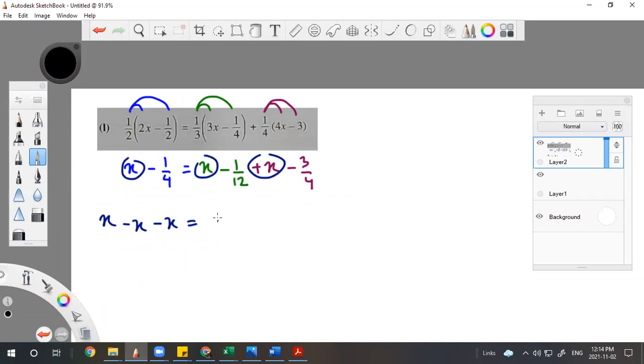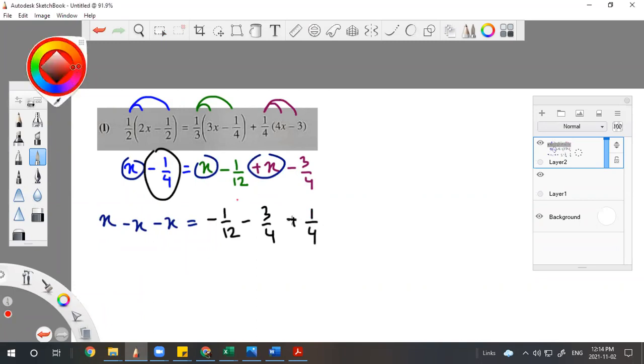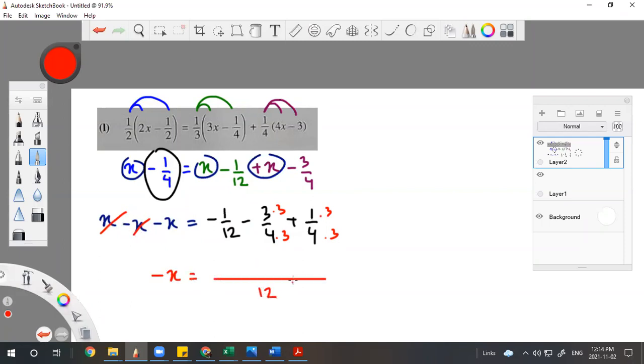So this is negative 1 over 12, and then negative 3 over 4. And you put the negative 1 over 4 to the right side, becomes plus 1 over 4. And what next? You have to make the denominator equal. Times 3, times 3, times 3, times 3. So x minus x is annihilated. 0 minus x is negative x. Equals to over 12, right? Everything is already in the same denominator. So negative 1 minus 9 and then plus 3. So negative x equals to negative 7 over 12.